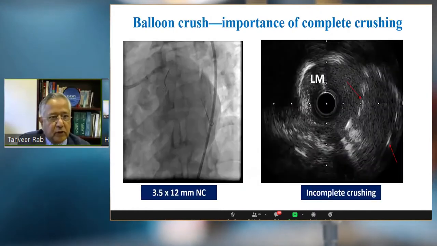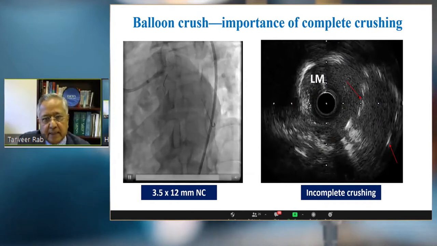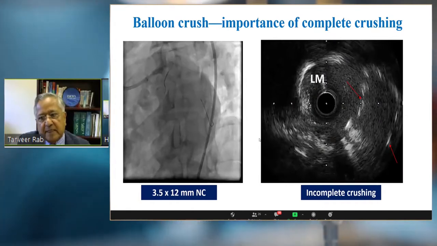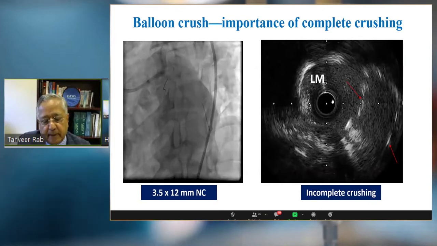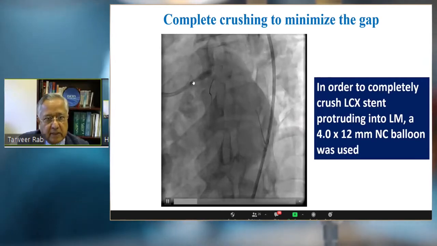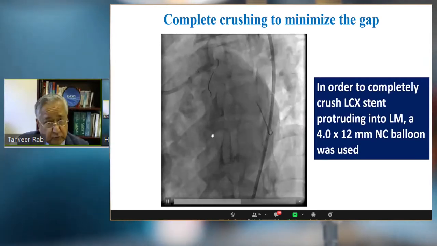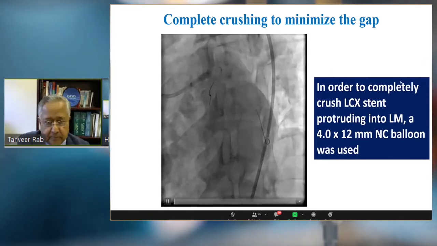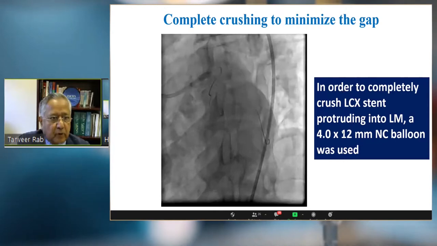After this, what you need to do is balloon crush. You take a 3.5 by 12 NC balloon in this case and crush it. The crush is incomplete, there's still a gap between the cells, as you can see over here in the left main. So you need to crush this completely. And then we took a larger balloon, a 4 by 12 balloon, to crush the side branch stent struts that are protruding out to minimize the gap. After that, we did a proximal rewiring.